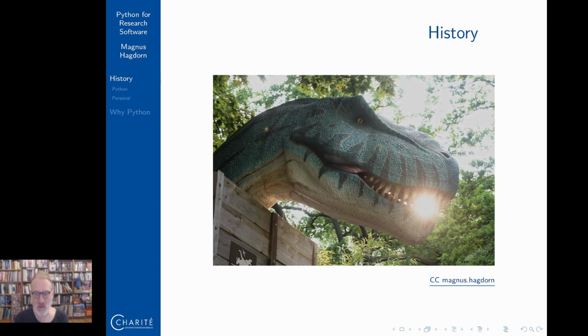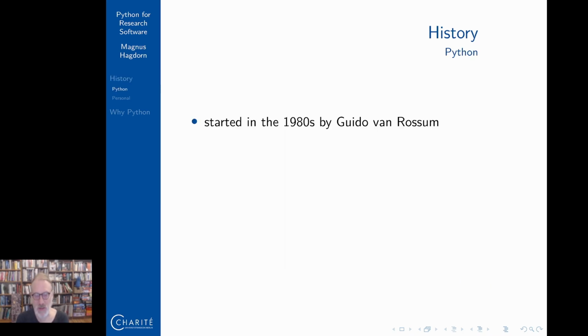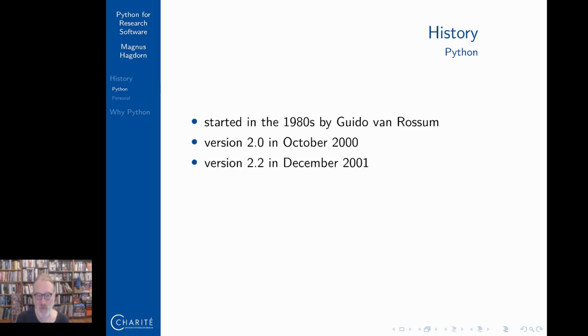So ages ago, when probably dinosaurs still roamed the world, Python was developed. Well, actually, it wasn't that long ago. It was in the 1980s, developed by a guy called Guido van Rossum. Version 2 appeared in October 2000, followed shortly afterwards by version 2.2 in December 2001.